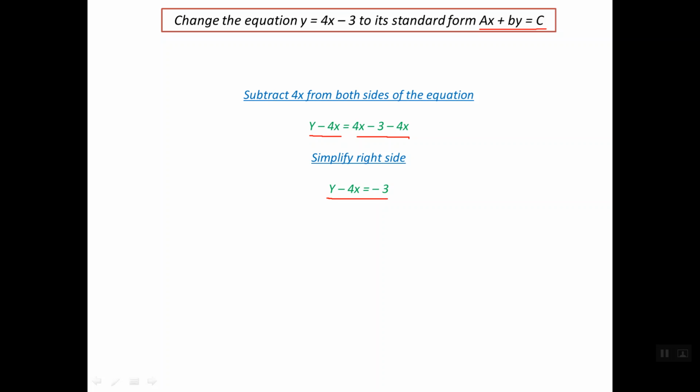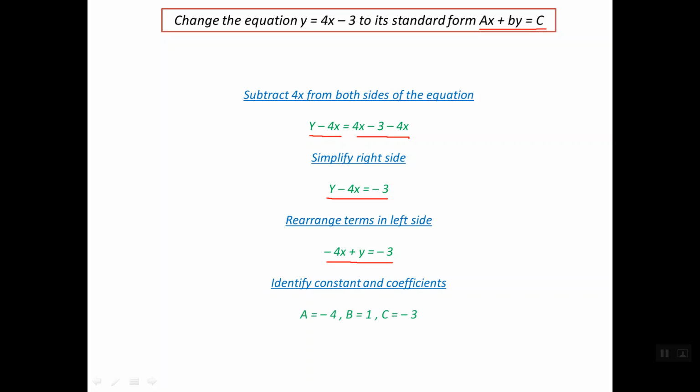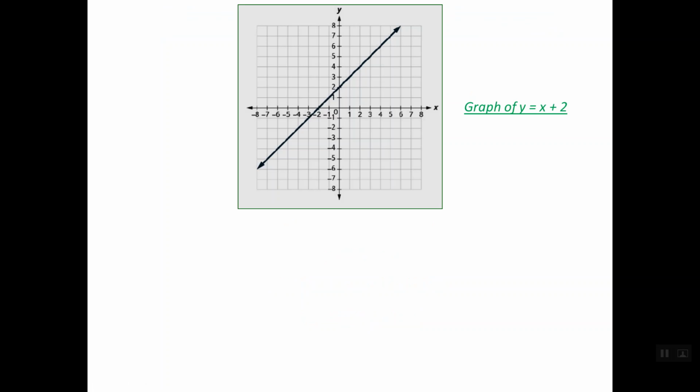We can simply rearrange the two terms at the left side. After rearranging, we have minus 4x plus y equal to minus 3. Now we can identify the constants and coefficients of this standard form of equation. The value of a is equal to minus 4, which is the coefficient of x. The value of b is the coefficient of y, which is 1. And the value of c is the right term, the constant, which is equal to minus 3.